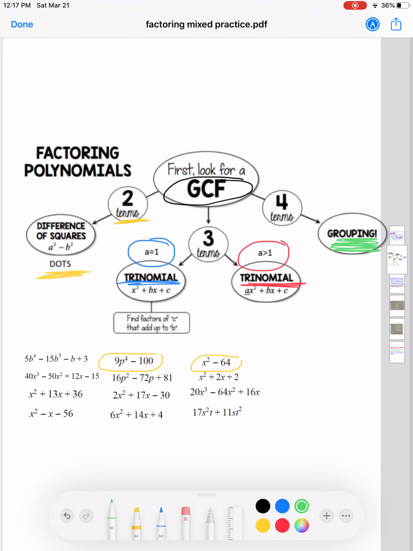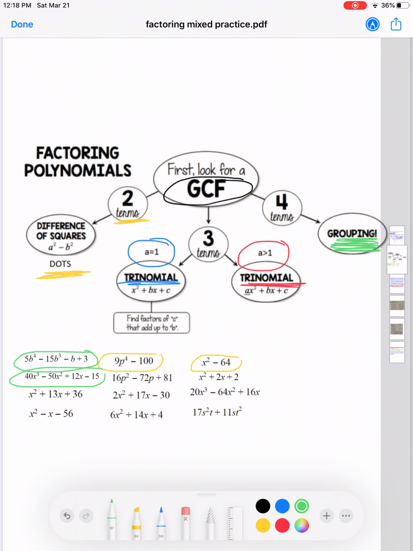Looking for factor by grouping, which is when I have 4 terms, I notice that this happens in my first expression I have here and my second expression right here. Again, notice that those are the only expressions that have 4 terms in which I can use factor by grouping.